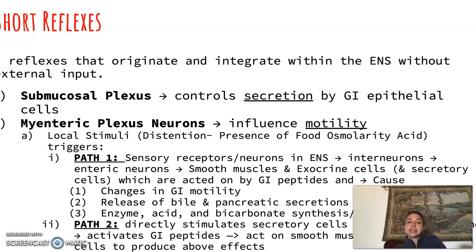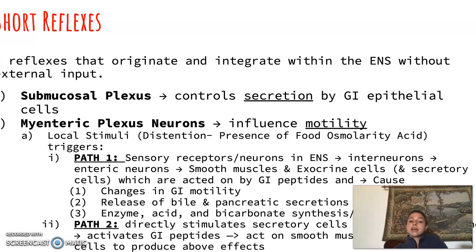Starting with the short reflexes in the ENS, these are the reflexes that originate and integrate within the ENS without external input. There are two main plexuses. The first is the submucosal plexus, which controls the secretion by GI epithelial cells. The myenteric plexus neurons influence motility of the GI tract. Local stimuli, such as distension, the presence of food, osmolarity, and acid, trigger two different paths.